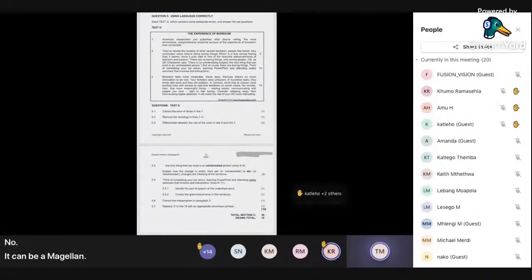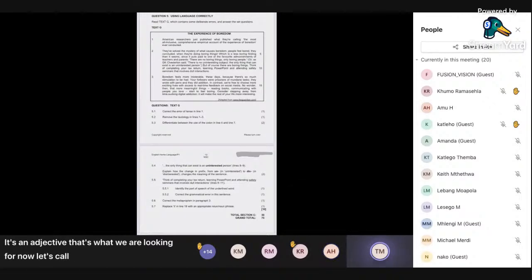It's an adjective. That's what we are looking for. Now let's correct the grammatical error in this sentence. So there's an error here.